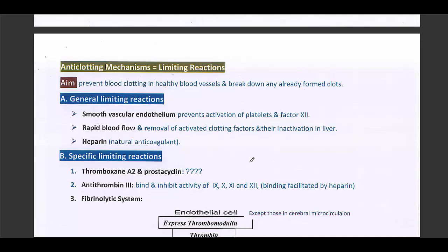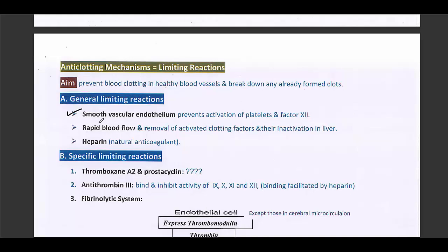Let's go to the anti-clotting mechanisms, the limiting reactions. The aim of this mechanism is to prevent blood clotting in healthy blood vessels and to break down any already formed clot, as in cases of myocardial infarction, stroke, and so on. In general, limiting reactions: smooth vascular endothelium prevents activation of platelets and factor number 12. That is in normal vessels, not in injury.